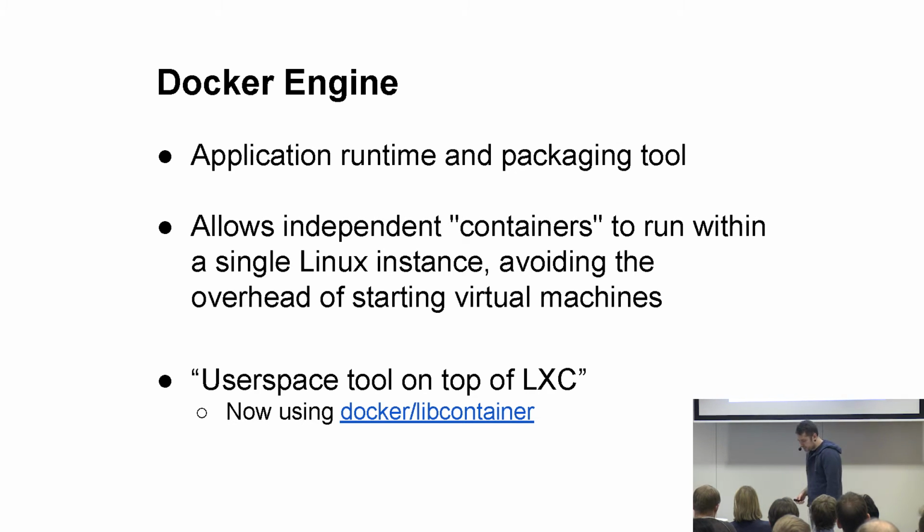So I pulled some of this stuff out of Wikipedia and other stuff just out of random comments somewhere on the internet from about a year or two ago. But the Wikipedia explanation for what Docker is, and I'm specifically using the term Docker Engine because Docker is the name of the company. There's Docker Hub, which is the place where you store your images, and then there's Docker Engine, which is actually the tool that runs your containers and whatnot on the servers, right? So Docker Engine is an application runtime and packaging tool, and it allows independent containers to run within a single Linux instance, avoiding the overhead of starting virtual machines.